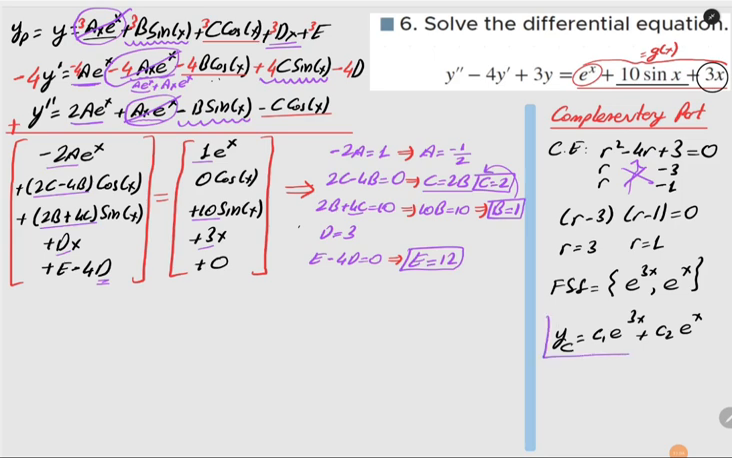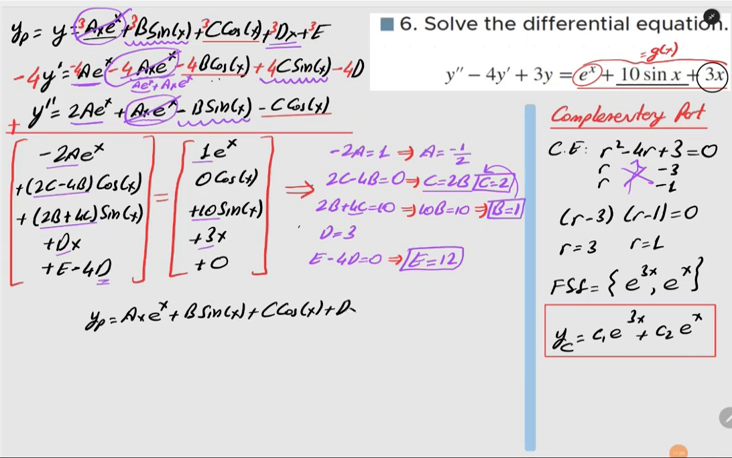We have our complementary solution here. Let me highlight it in red. We have complementary solution here. And we started with a particular solution. Let's write it here again. Y particular is equal to, let's start from here for space purposes. Y particular is ax e to the x plus b sine x plus c cosine x plus dx plus e. And let's plug in our findings here, the numerical values we have found. So y particular is equal to what?